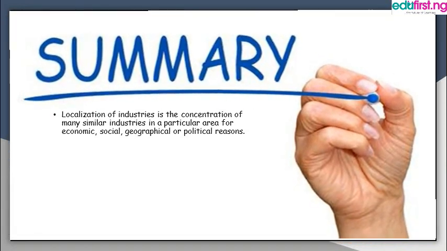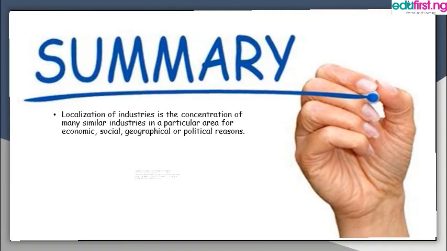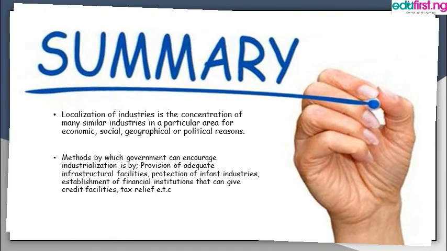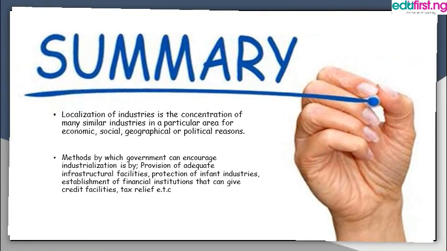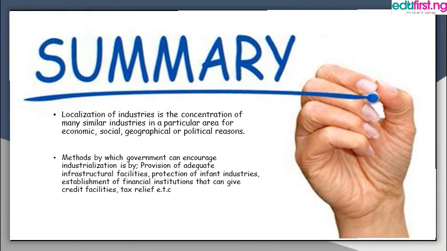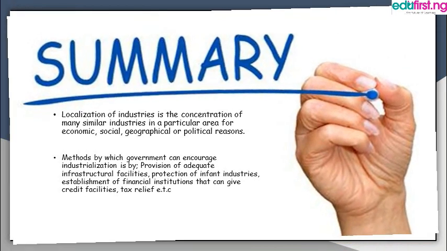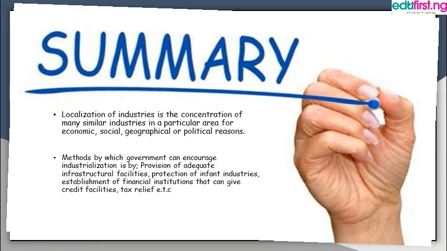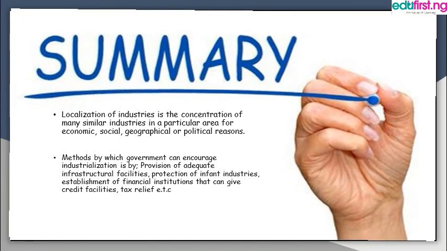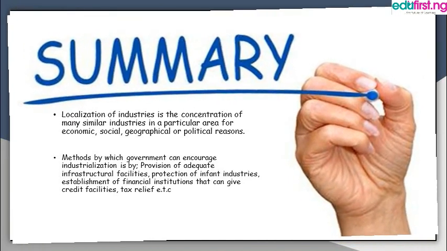In summary, localization of industries is the concentration of many similar industries in a particular area for economic, social, geographical, or political reasons. The methods by which government can encourage industrialization is by the provision of adequate infrastructural facilities, the protection of infant industries, the establishment of financial institutions that could give credit facilities, tax relief, etc.